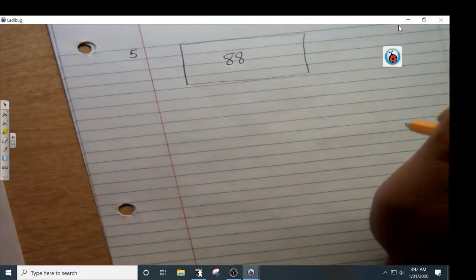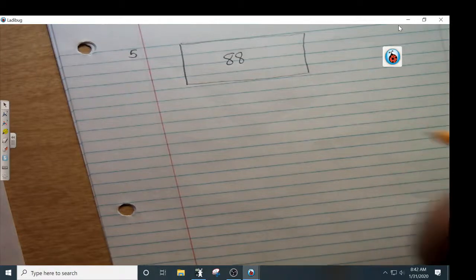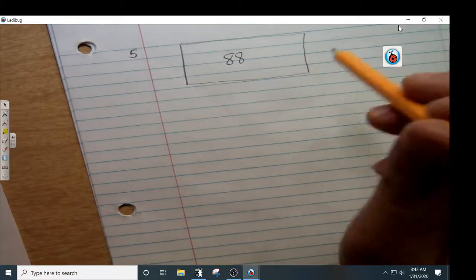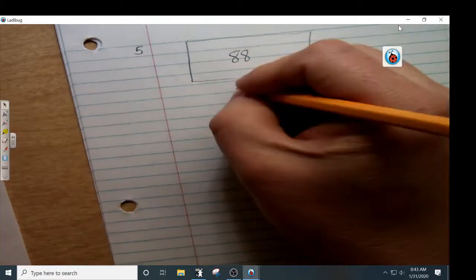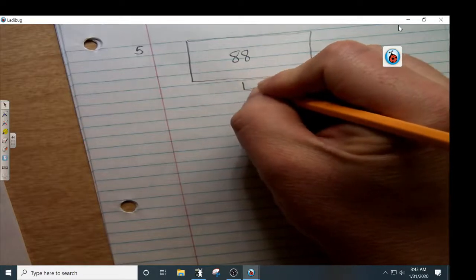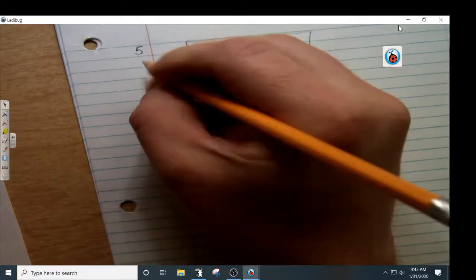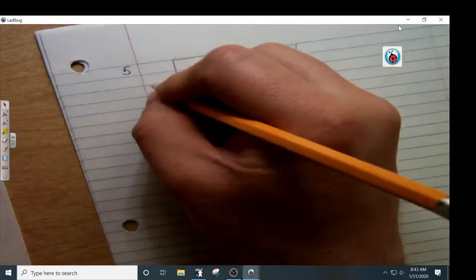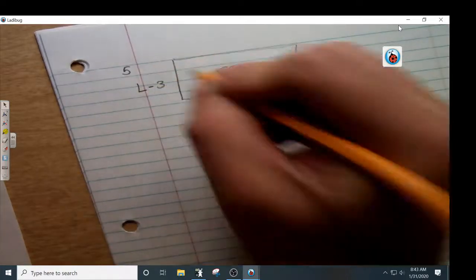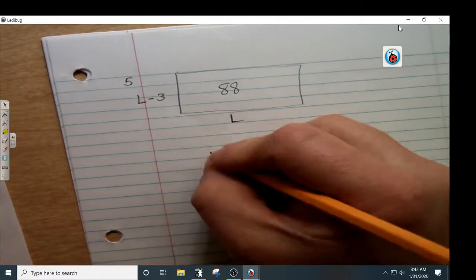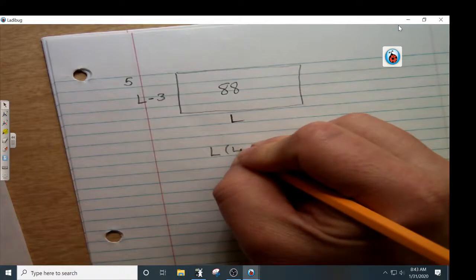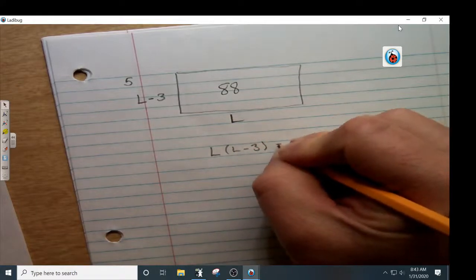Now, guys, notice that the width is referenced back to the length. So whatever one is referenced back to, that's the one you're going to let be your variable. In this case, it says the width of a rectangle is 3 feet less than the length. Well, here's the length, and then the width is 3 feet less than the length. So that's going to be the length minus 3. Okay? So L times L minus 3 equals 88.